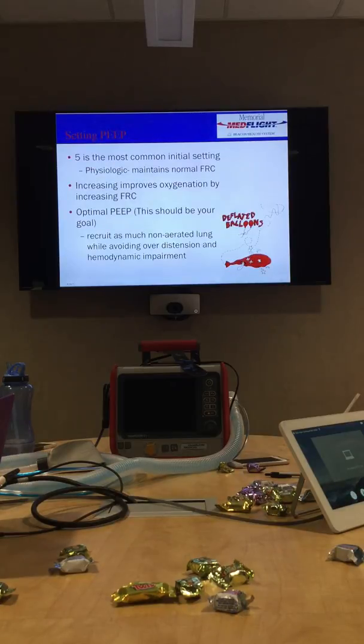So setting the PEEP, again, 5, and this is just going to get recruitment, and just watch that you don't have some over distension though. What happens if you give too much PEEP, or what's one of the things you've got to worry about when you start increasing your PEEP?